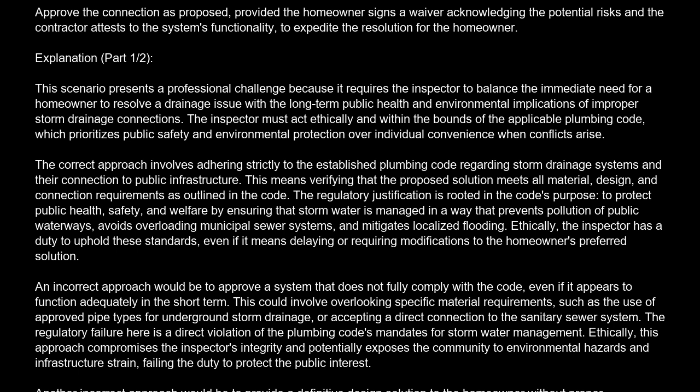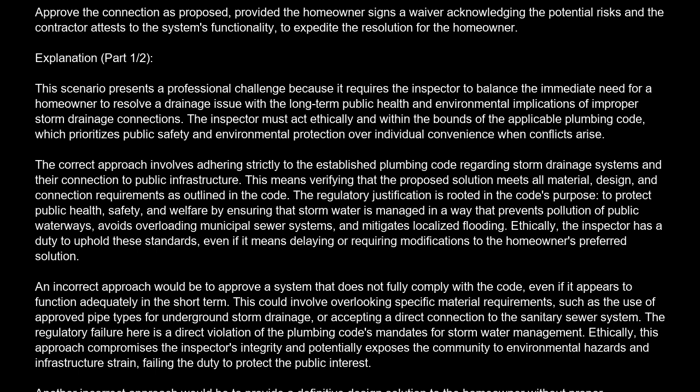the homeowner's preferred solution. An incorrect approach would be to approve a system that does not fully comply with the code, even if it appears to function adequately in the short term. This could involve overlooking specific material requirements, such as the use of approved pipe types for underground storm drainage, or accepting a direct connection to the sanitary sewer system. The regulatory failure here is a direct violation of the plumbing code's mandates for storm water management. Ethically, this approach compromises the inspector's integrity and potentially exposes the community to environmental hazards and infrastructure strain, failing the duty to protect the public interest.